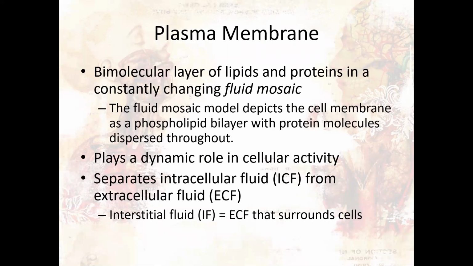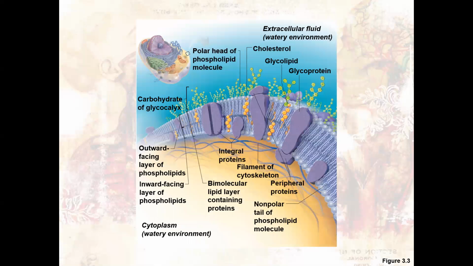Now that membrane on the outside, the plasma membrane, is what we call a fluid mosaic. Fluid means it's constantly changing. Mosaic means it's made up of different things. So this fluid mosaic model is depicted as a phospholipid bilayer with lots of proteins dispersed throughout. Its function is to separate the inside from the outside, the intracellular fluid from the extracellular fluid. Intracellular, inside, extracellular, outside. Occasionally, you'll hear us use the term interstitial fluid. That's still outside the cells. It's just sort of in between cells. So here is our plasma membrane.